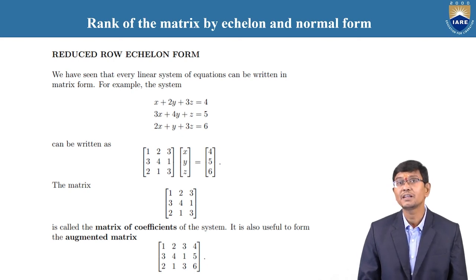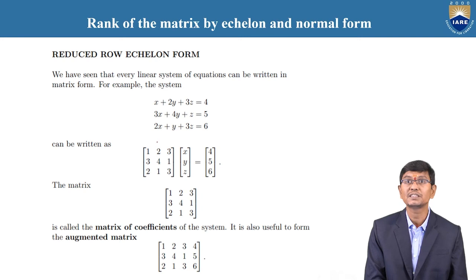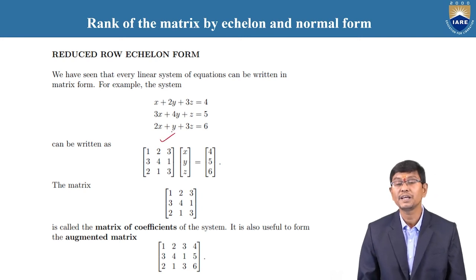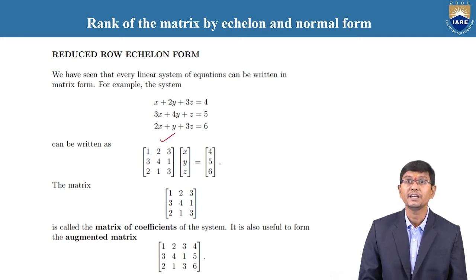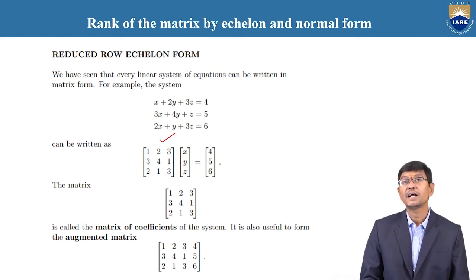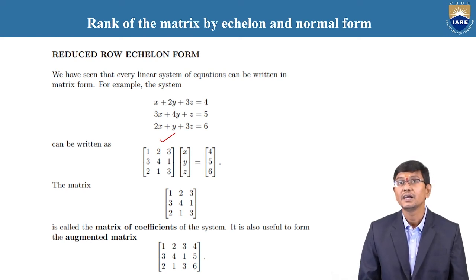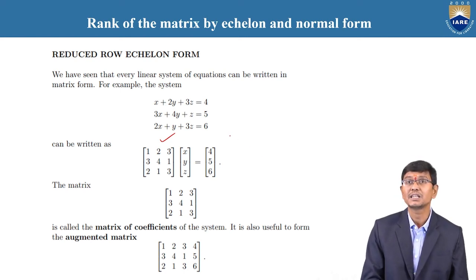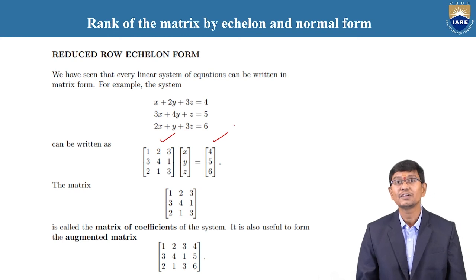That A is nothing but the coefficient of the given matrix. Here, A is nothing but the coefficients of the given equations: 1, 2, 3, 3, 4, 1 and 2, 1, 3. That X is a non-zero vector matrix, that is x, y, z. And that B is nothing but the constant values, that is 4, 5, 6.